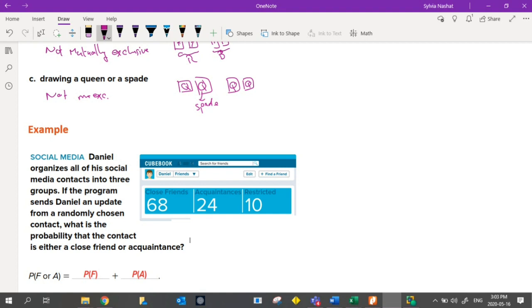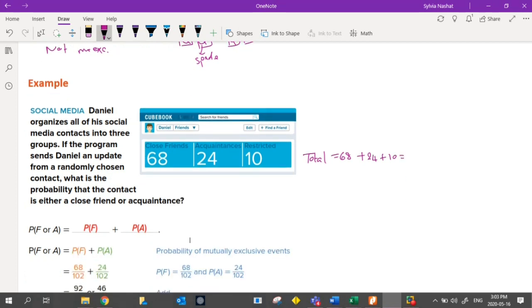So the first thing to do here is to find the total number of Daniel's contacts, because this is the denominator of our probability. So the total here will be 68 plus 24 plus 10, and the answer is 102. So the total number of contacts is 102.